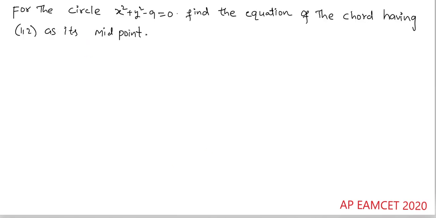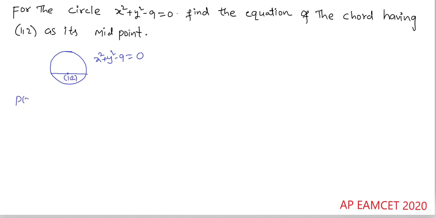For the circle x² + y² − 9 = 0, find the equation of the chord having (1, 2) as its midpoint. Here the given circle is x² + y² − 9 = 0, and this is the chord. This chord has midpoint (1, 2).